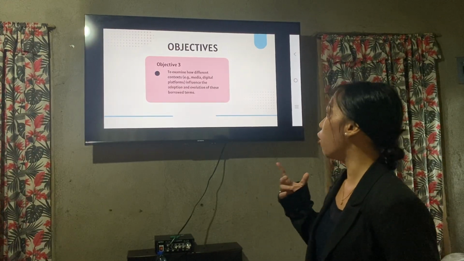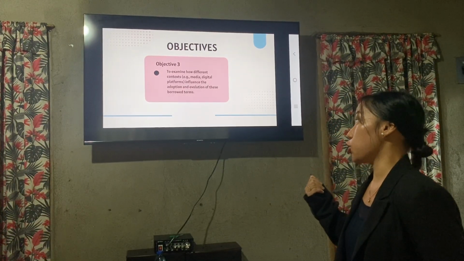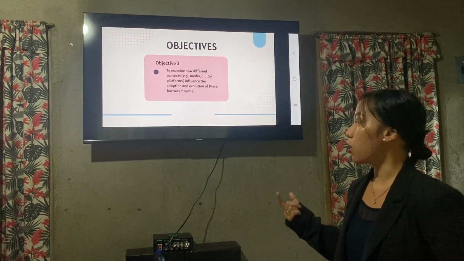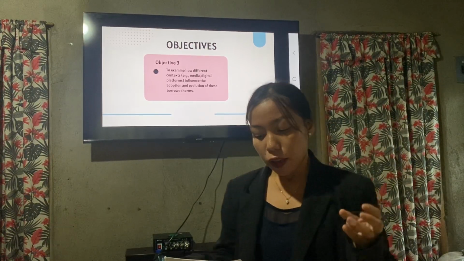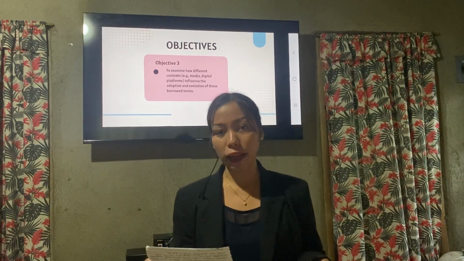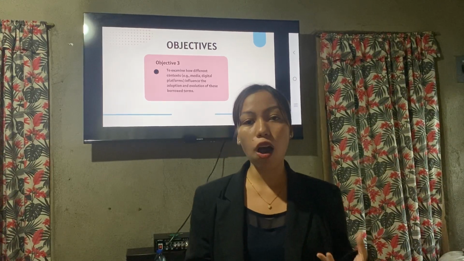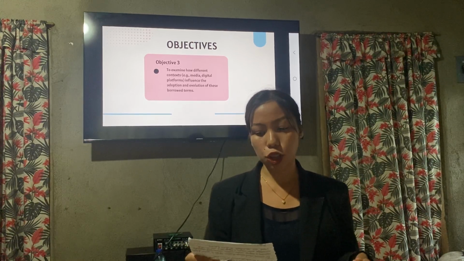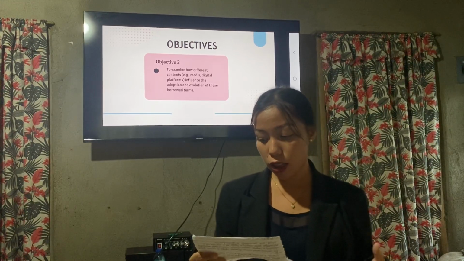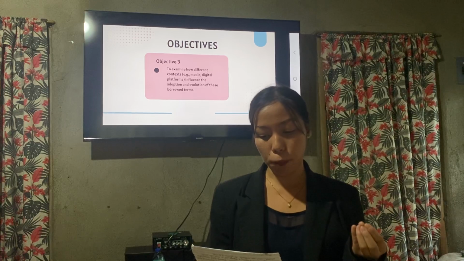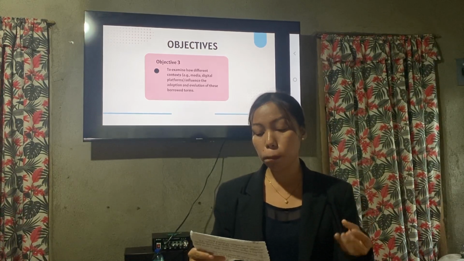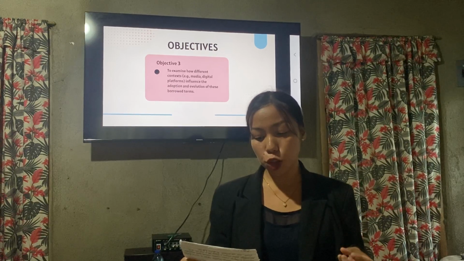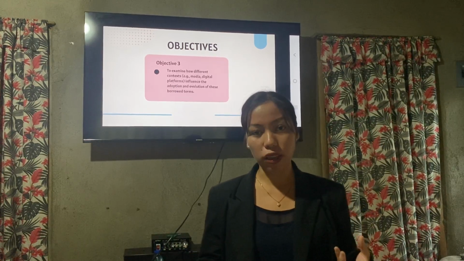To examine how different contexts, media, and digital platforms influence the adaptation and evolution of these borrowed terms. This part explores the impact of various contexts on how borrowed terms gain popularity and change. Factors such as audience interactions, trends, and the speed of information sharing can all play a role in the way these terms are adopted and how their meanings shift within different contexts.